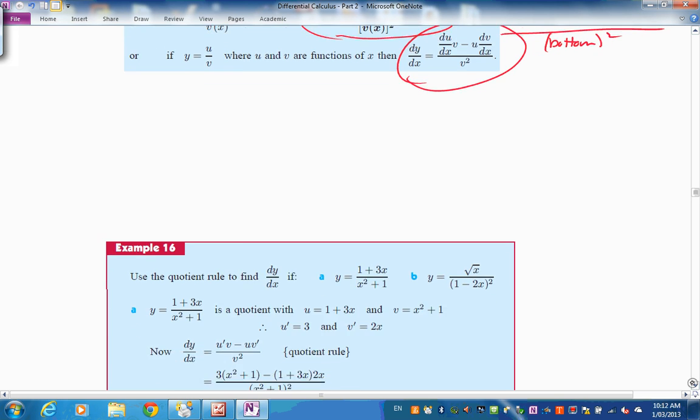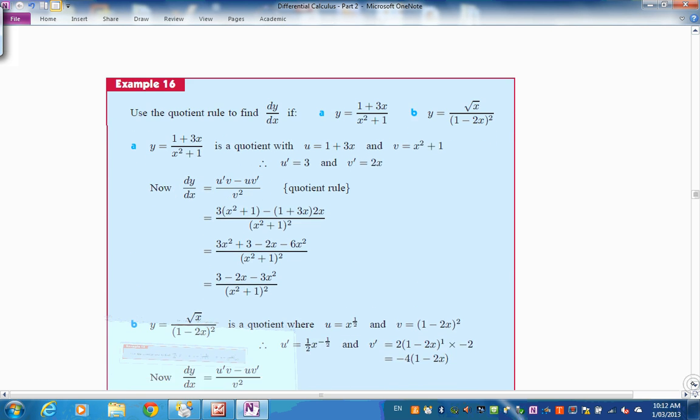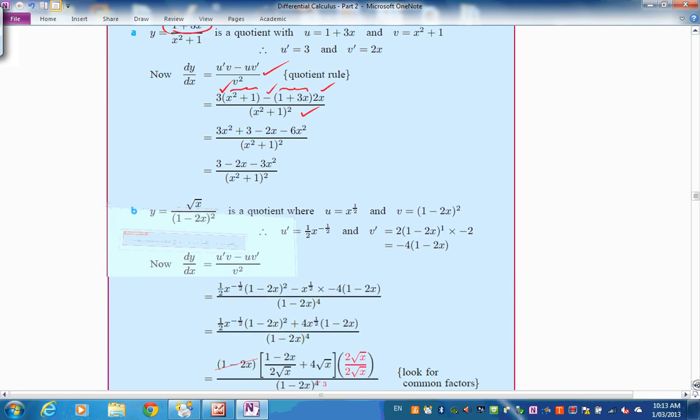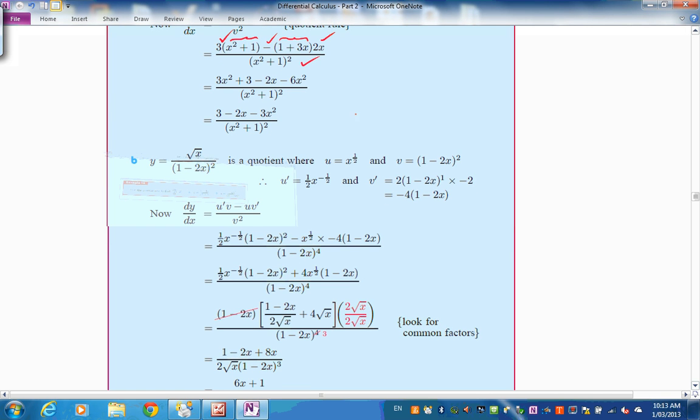We're building up towards being able to do quotient functions now. Alright, so with the quotient functions here, it's important to use the rule which says, okay, first of all, in this first one, it's the derivative of the top line, which is 3, by the bottom line unchanged, minus the top line unchanged by the derivative of the bottom line. And then simplify, all over the bottom line squared. So let's go down and look at this one here.